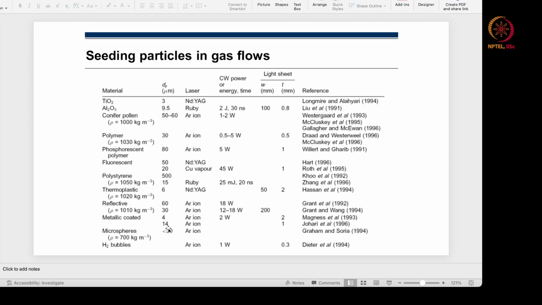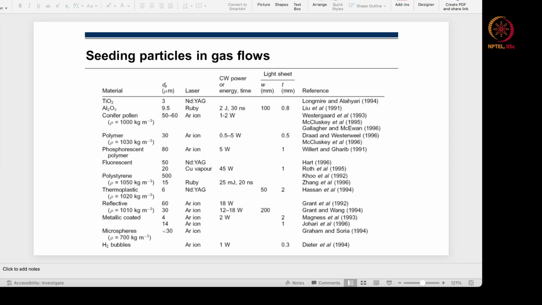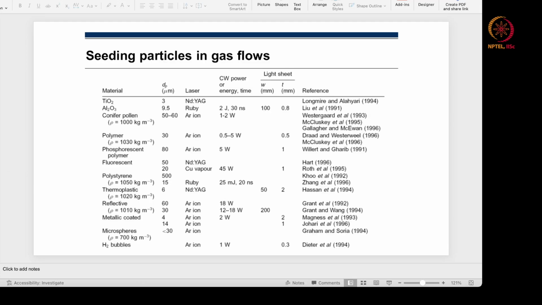Particular attention is needed with the droplet sizes. The particle sizes are more or less in the micron and tens of microns range in most applications when you seed the flow. All right. So these are, for example, the glass particles used in liquid flows, as you can see. These are different magnifications, so you can see how this glass particles look like.